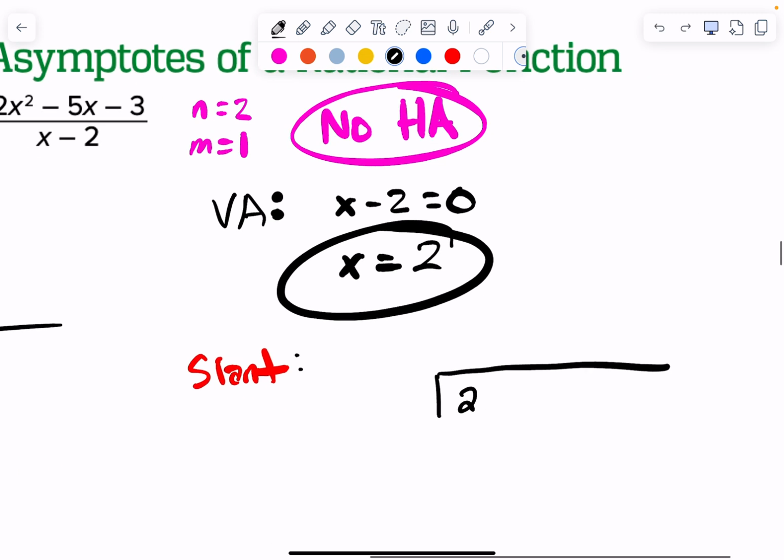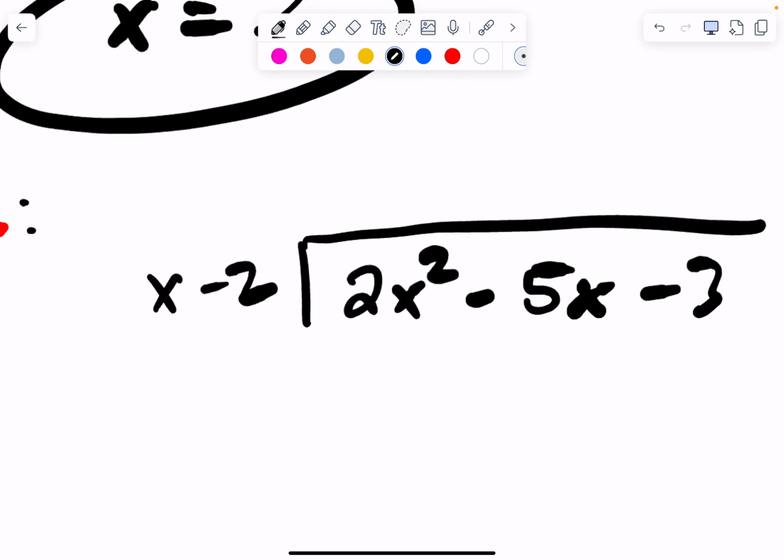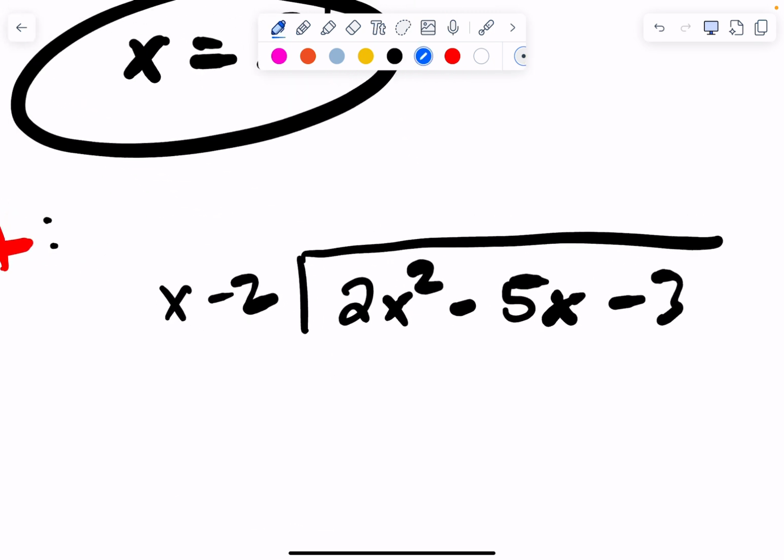So I'm going to put 2x squared minus 5x minus 3 inside, and I'm going to put x minus 2 on the outside. This is not that bad. I'll show you what happens. We're going to do long division. What do you take times x? You get 2x squared. 2x, okay?